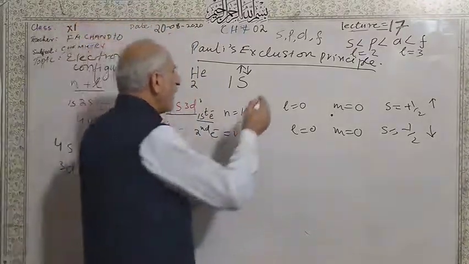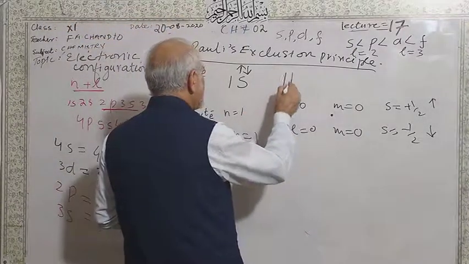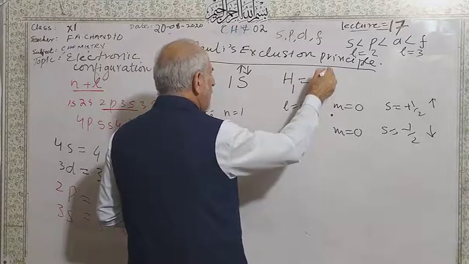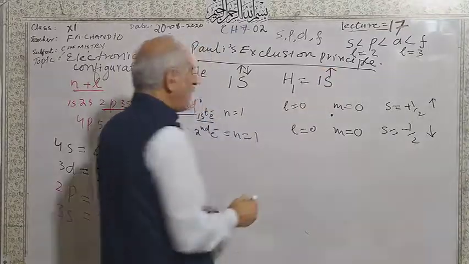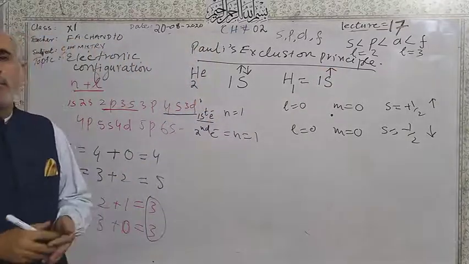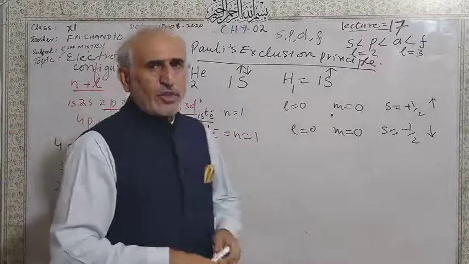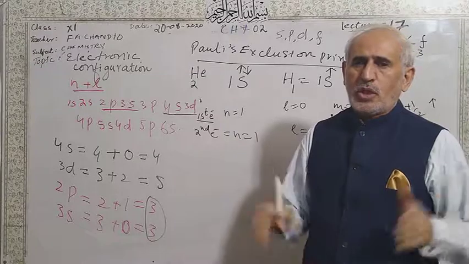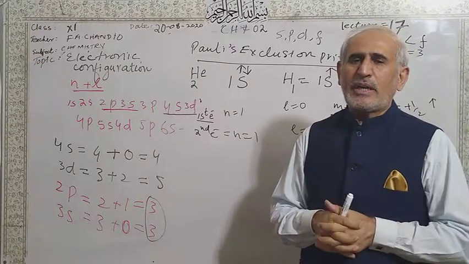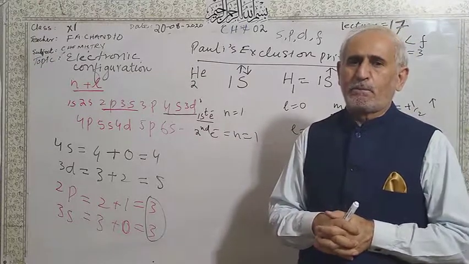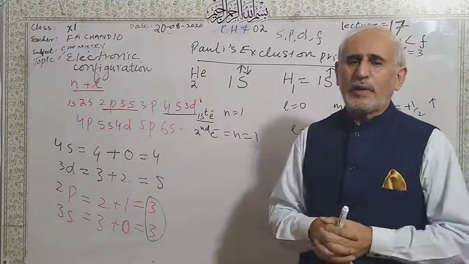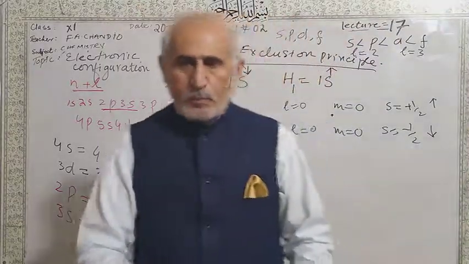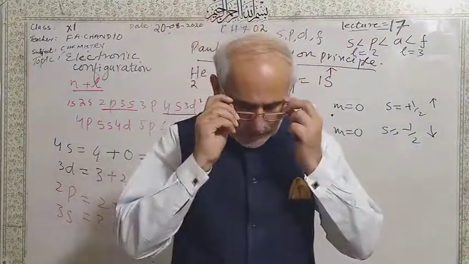And students, if you have only 1 electron, for hydrogen, then there will be only 1 electron, and this single electron has an upward spin. Don't write a single electron with downward spin. It should be in upward spin. So this is called Pauli's exclusion principle.